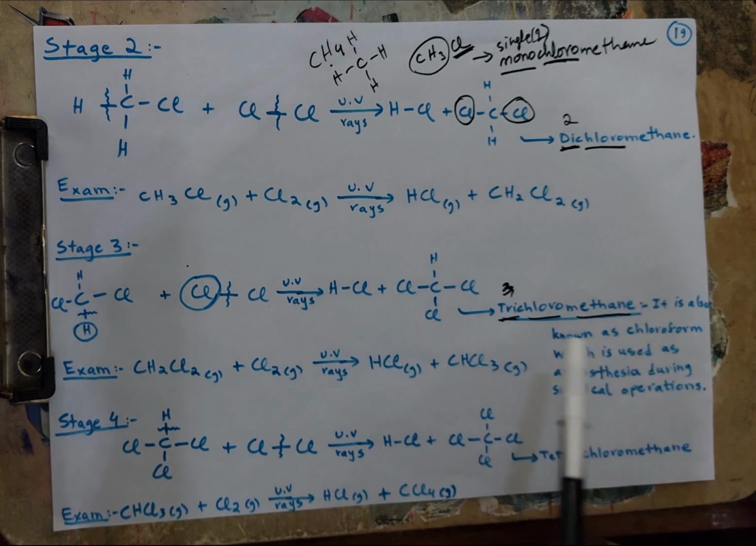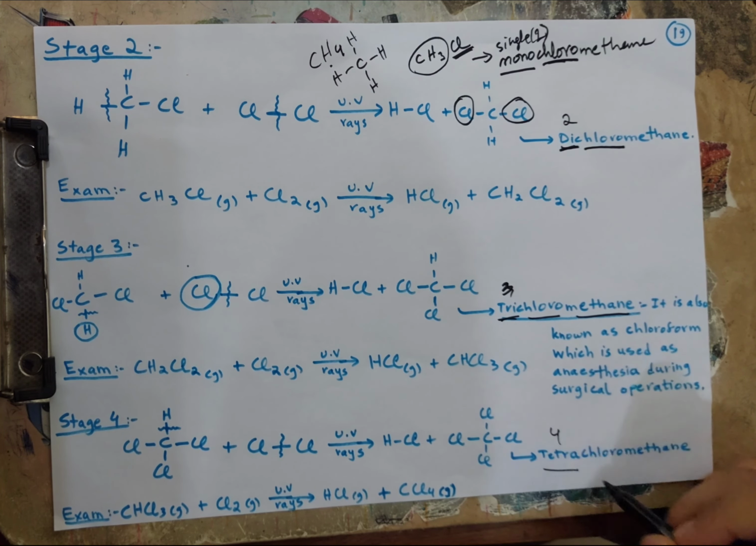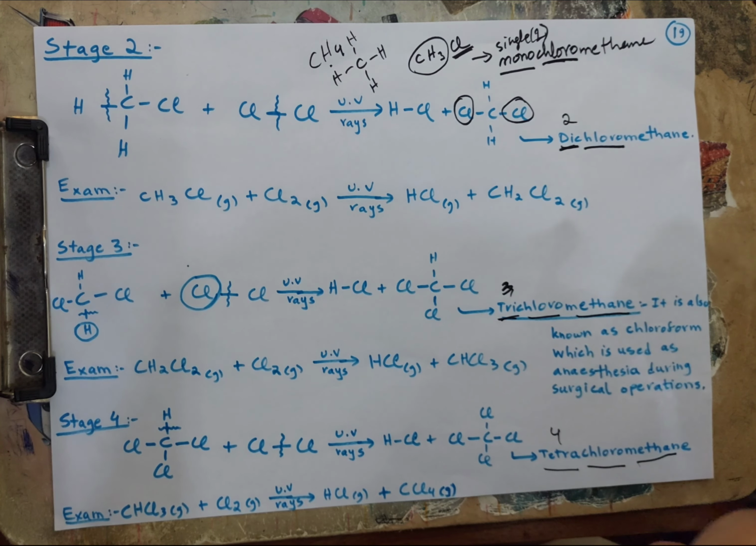Now coming to stage 4, we react CHCl3 plus Cl2 in the presence of UV rays, and HCl again is formed, and here the Cl replaces the last hydrogen, so all 4 Cls are now attached with carbon, so it forms tetra. Tetra means 4 chloro attached with methane, so its name is tetrachloromethane. In exam style write it like this.